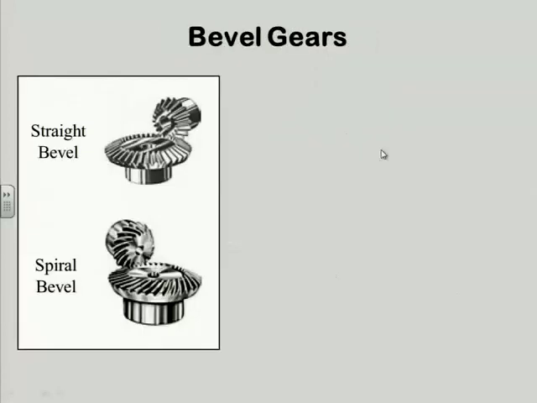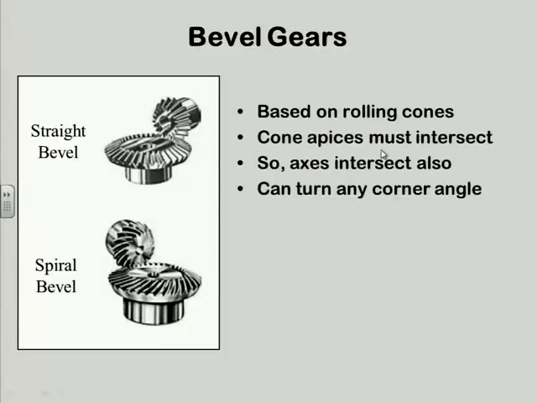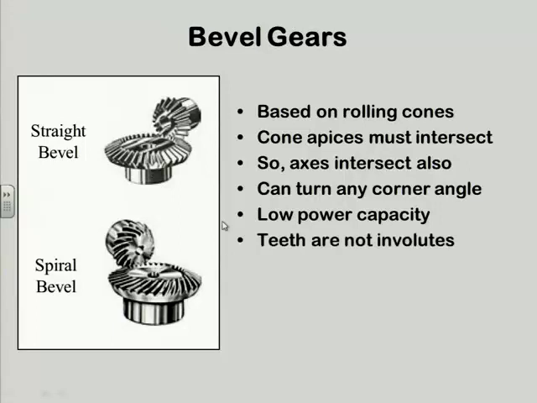And I already mentioned to use as a cutter. Bevel gears, rolling cones. The cones must intersect, so the axes have to intersect. But I can turn any corner. These are shown at 90 degrees, but I can have any angle I want. They don't pass power very well because you can picture that you don't have a lot of tooth contact there because of the funny geometry.